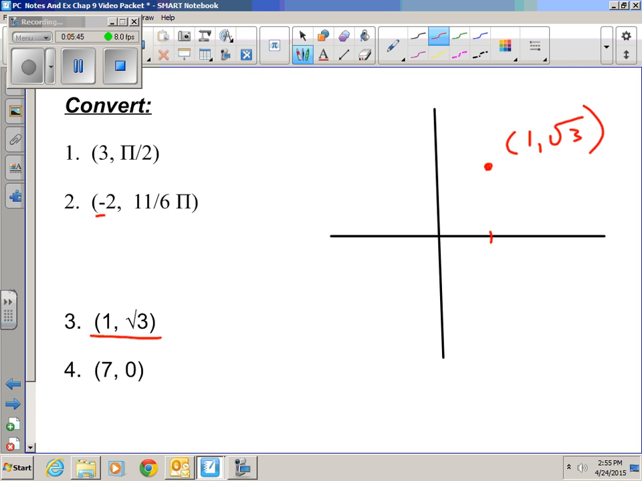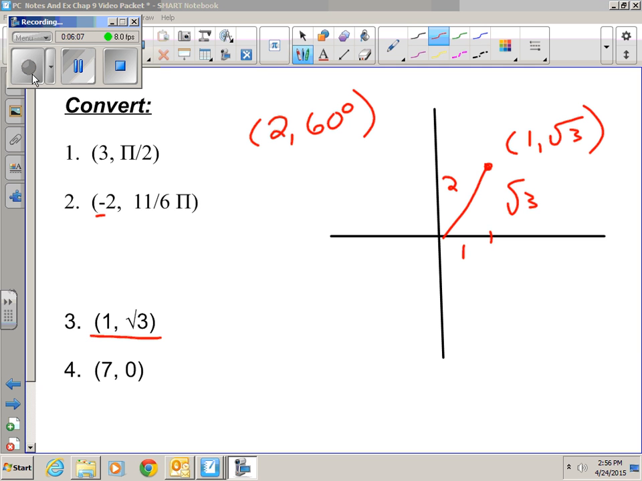Okay. Of course, we can look right now. This is 1. This is root 3. So this length would be 2. So we already know that this ordered pair is 2 comma, that would be an angle of 60. Okay. But if not, we can always use our conversions.